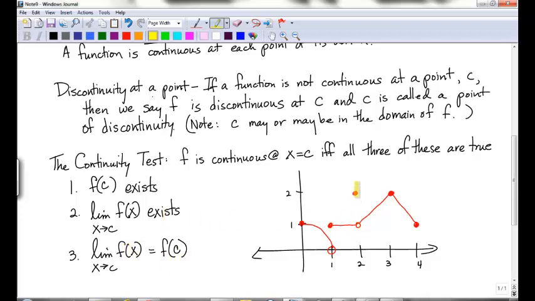Does the value of this function equal the value of the limit? Are those two y values the same? No. So number 3 fails. Make a note. At x equals 2, 3 fails. The value of the limit does not equal the value of the function.